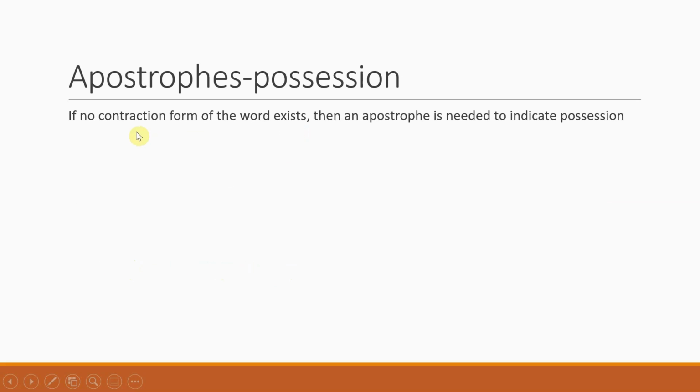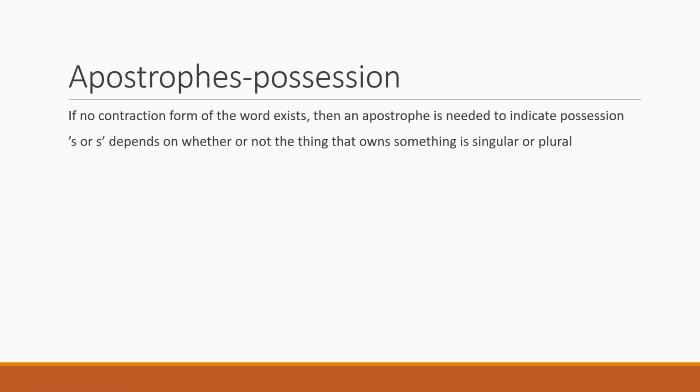Now, what if there isn't a contraction form of that word? In that case, the apostrophe is going to be used for possession, and that'll be all it's used for. And you're going to see it either as apostrophe S or S apostrophe. And that's going to depend on whether or not the thing that's owning something is singular or plural. Technically, it could also depend on whether it ends in S, but the ACT is not going to test that, or if they do, it's extremely rare. Usually they're trying to figure out, do you know about the singular or plural rule? So, apostrophe S is what we're going to use if it's singular. And again, when I'm talking about singular or plural, I'm talking about the thing that's doing the owning, that's owning something else.